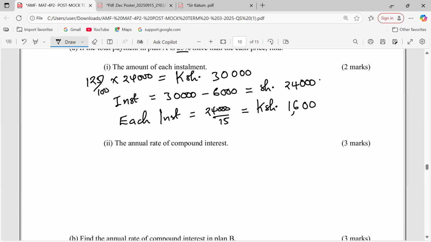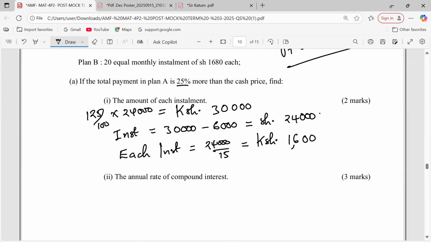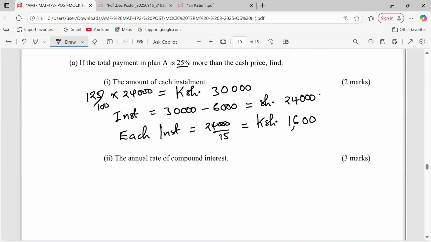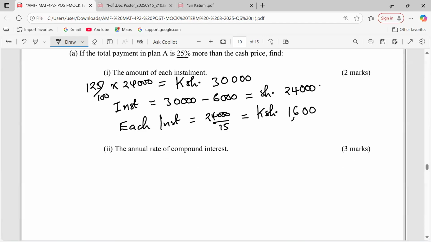Proceeding to part 2 of this, the annual rate of compound interest, and that is for plan A. Yeah, we're sticking to plan A. So when we talk about compound interest, where higher purchase has been involved, we usually say that after you make a deposit, there is a balance that remains. This balance is what earns interest, and it's usually paid later as total installments. So balance becomes principal, and total installments become the final amount that you end up paying, meaning that the balance has earned some interest.